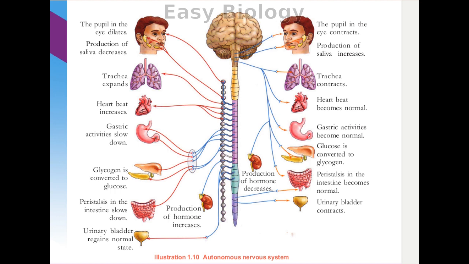During an emergency situation, the sympathetic system slows down the gastric activities. When we attain the normal state, the parasympathetic system makes the gastric activities normal. Glycogen is converted to glucose in the sympathetic system, but glucose is converted to glycogen in the parasympathetic system. The production of hormones increases in the sympathetic system, but the production of hormones decreases in the parasympathetic system.